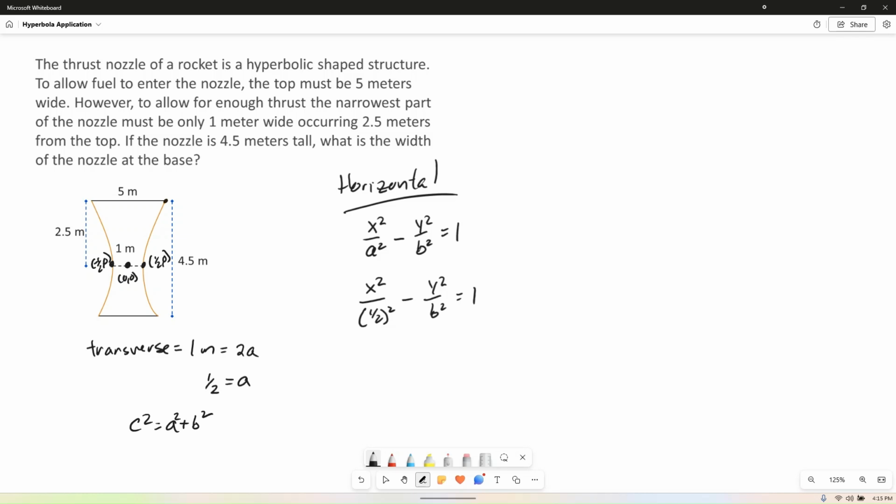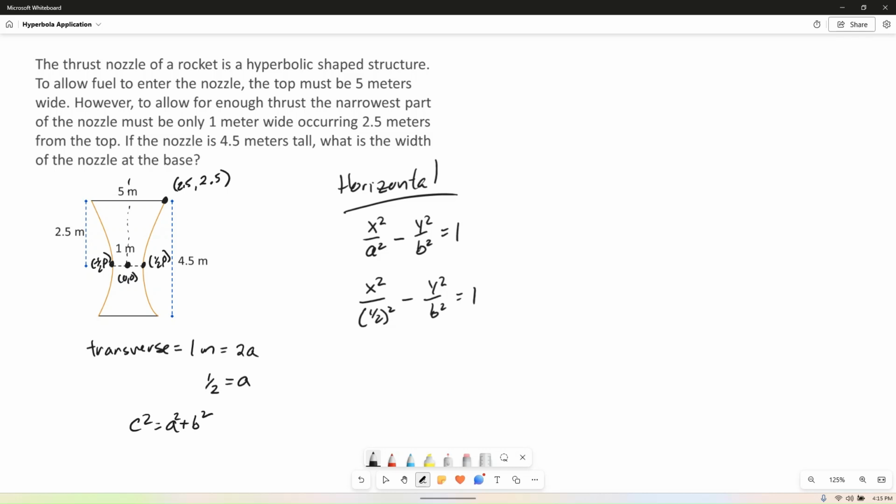Let's look at the very top right corner of our drawing here. If the origin is in the middle, then how far is it from the origin to the top? I know that's a distance of 2.5. That's the y value for that top corner. So 2.5 is the y coordinate. Well, what's the x coordinate? Well, the center has to be in the middle of that 5 meters. So that means half of 5 meters, which is also 2.5, would be the x coordinate. So I have an x coordinate of 2.5 and a y coordinate of 2.5.